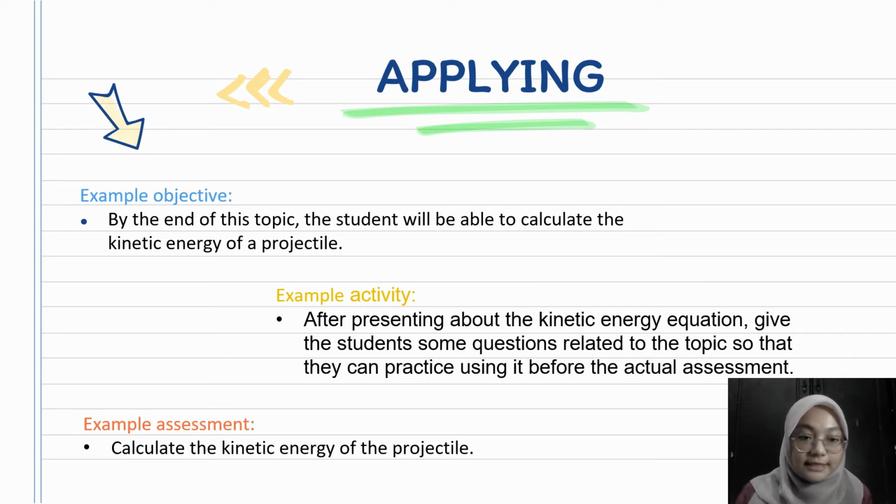The last one is the example of assessment. Calculate the kinetic energy of the projectile. This is an example of question that can be given by the teacher to the student through the examination or test to measure their understanding about the topic and to see either the objective is achieved or not. The action word that used in this question is calculate.